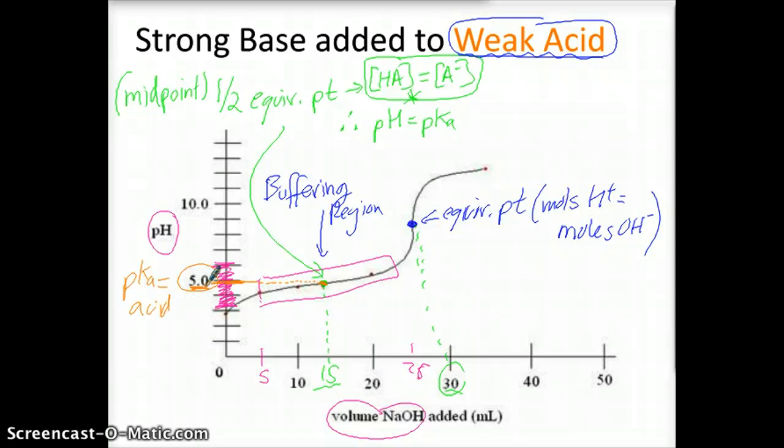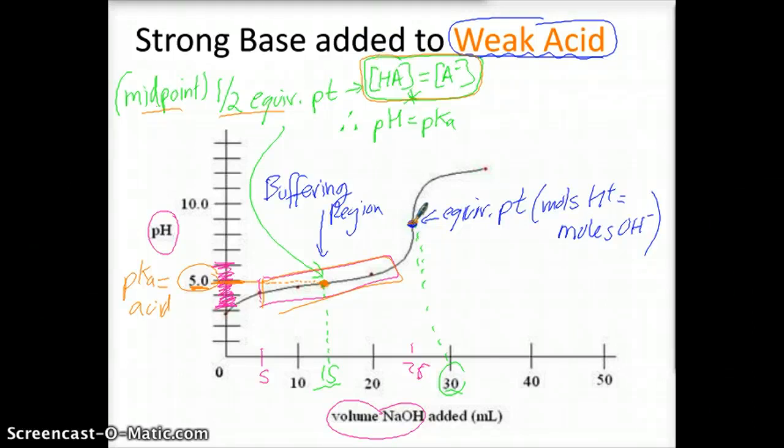So big things to know from this titration curve: you need to understand that this is the buffering region, where the pH isn't changing very much. The halfway point, called the midpoint or the half equivalence point, is when the pH equals the pKa because the concentrations of the weak acid and its conjugate base are equal. And the equivalence point still is true.